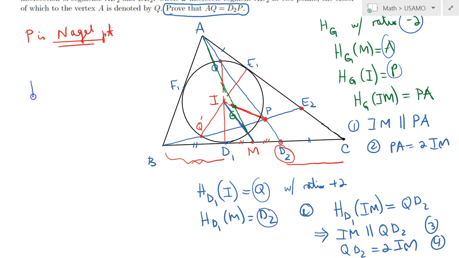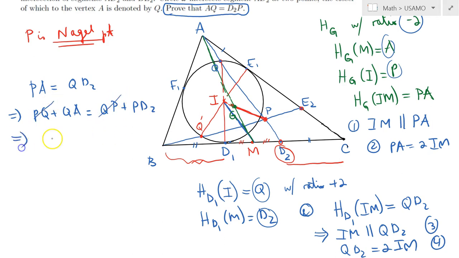As a result, let me continue writing on the left side here. PA is equal to QD2. Now, this implies that if I split PA, I can write it as PQ plus QA. In a similar way, I will split QD2 as QP plus PD2. Notice that PQs are common. As a result, we have that QA is equal to PD2, which is the desired result. Okay, so that solves our problem.